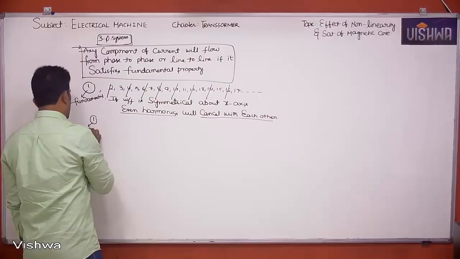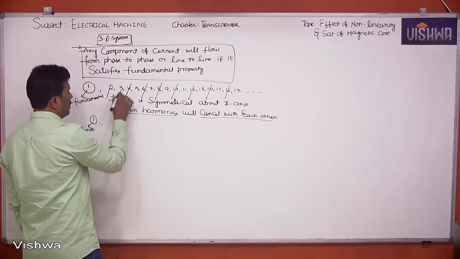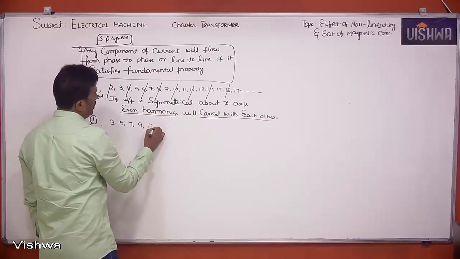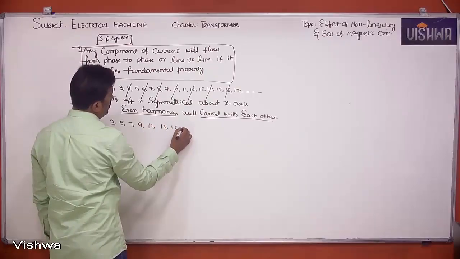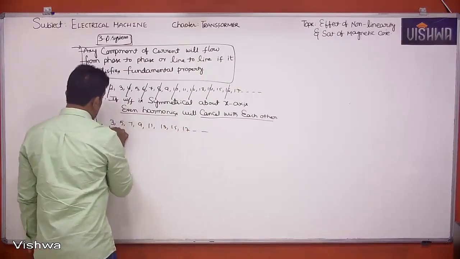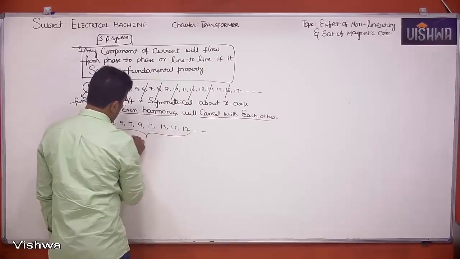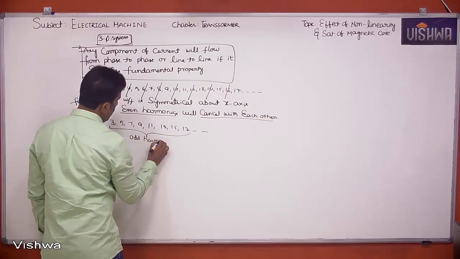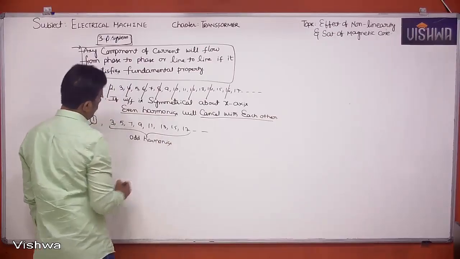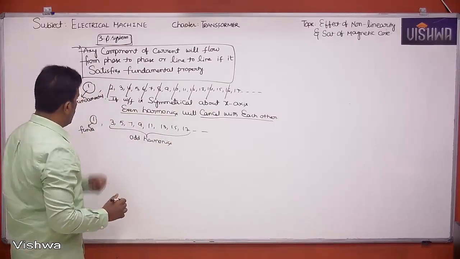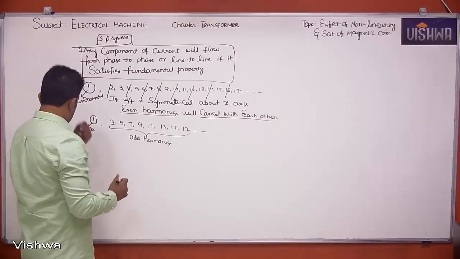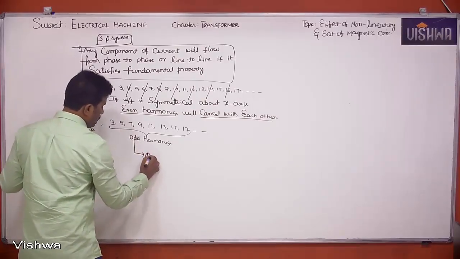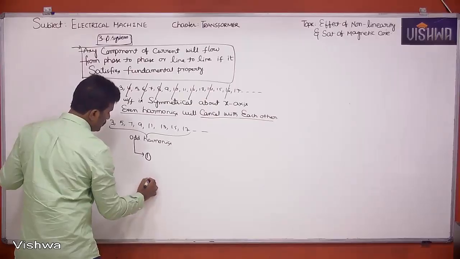It is a fundamental. And the remaining harmonics you are having are 3, 5, 7, 9, 11, 13, 15, 17 and so on. These harmonics can be called odd harmonics. See, these odd harmonics are divided into two groups.